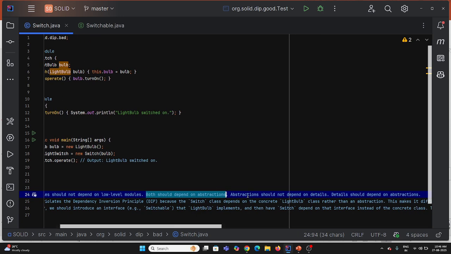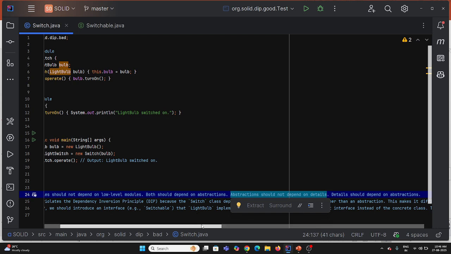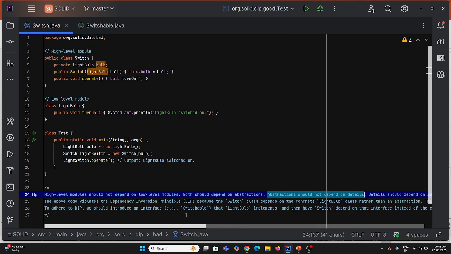Next one is abstraction should not depend on details. This means whatever abstraction you are creating should not depend on its implementation classes. Implementation classes should depend on abstraction, like interfaces and abstract classes.